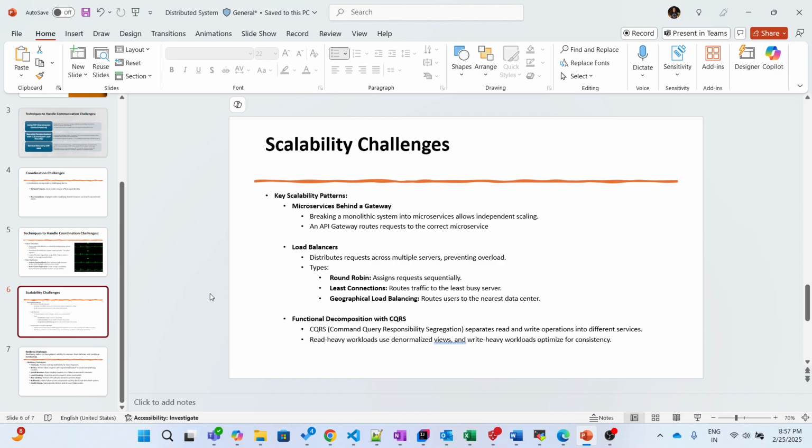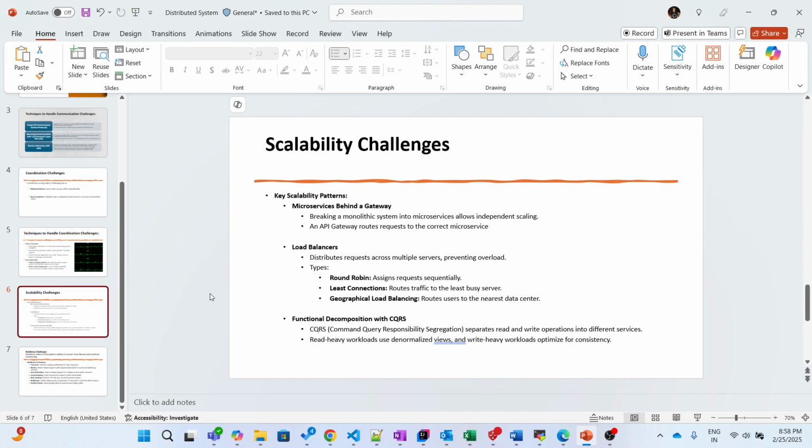So a load balancer distributes the requests across multiple servers, preventing overload. There are different types of load balancers. Round robin assigns requests sequentially. Least connection routes the traffic to the least busy server. It identifies which of the servers is least busy, and then transfers the request to that particular server to handle the request. And geographical load balancing routes the request based on the nearest server or data center available.